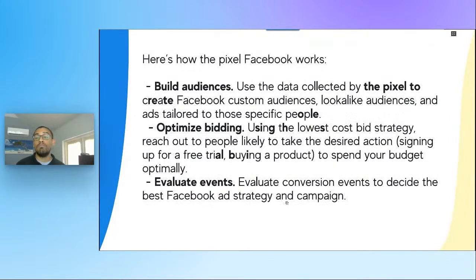Build their audience, or use the data collected by the Pixel to create Facebook custom audiences, lookalike audiences, and ads tailored to those specific people. So that means we can optimize the audience of our ads. Optimize bidding. Use the lowest cost bidding strategy. Reach out to people likely to take the desired action, signing up for a free trial, buying a product, to spend the budget optimally. And we can also make sure we get the desired result from an ad campaign. And evaluate conversion events to decide the best Facebook ad strategy and campaign.